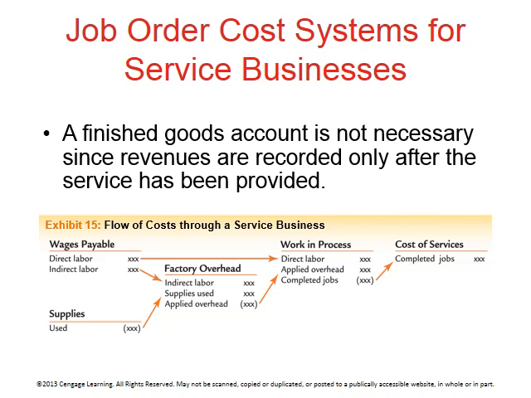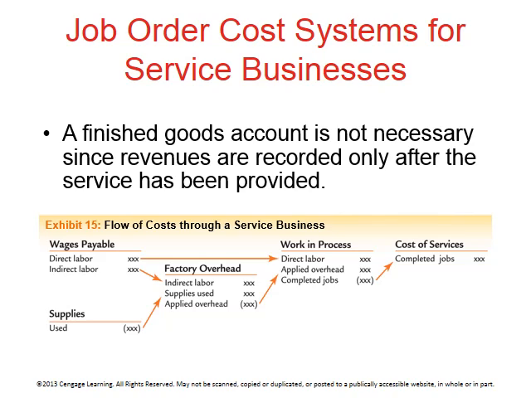Then our work in process will have direct labor and our applied overhead, and then we move our completed jobs over to cost of services, which is similar to cost of goods sold. The difference here is that manufacturing companies have materials and a finished goods inventory, where service companies typically only have direct labor and overhead, and there's no finished goods for services. It's just cost of services.